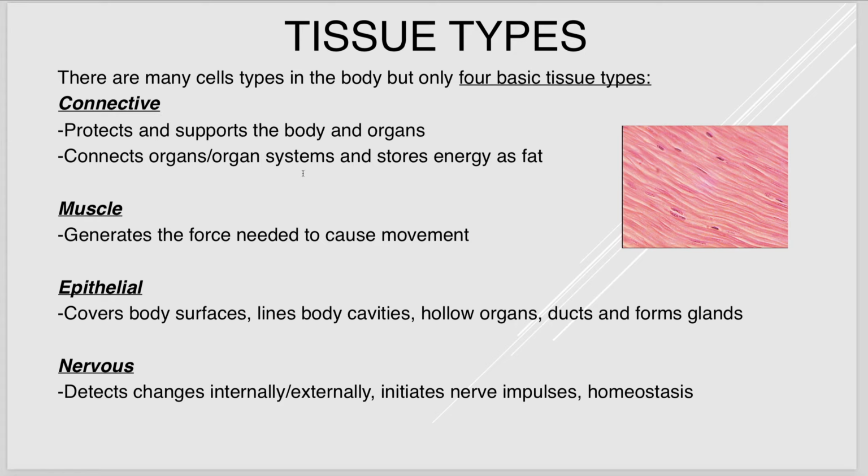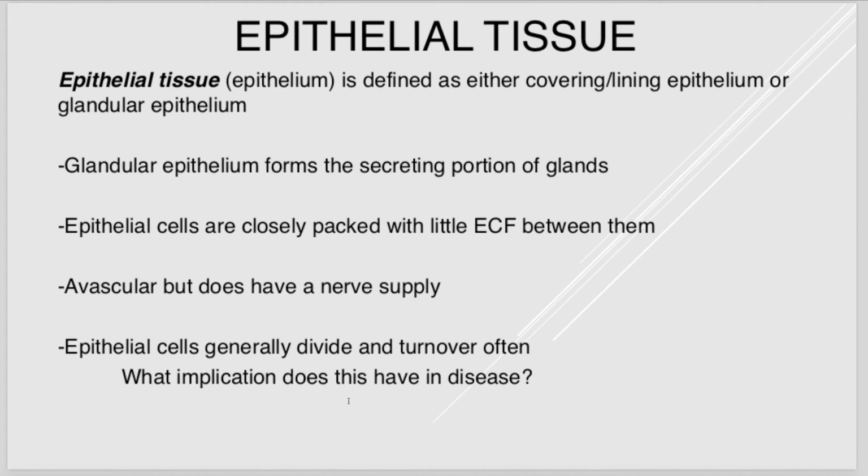Muscle, its main job is to generate force, which is needed for movement. Not only movement of our body, but also movement of organs within our body, like the GI tract and the heart. Epithelial tissue covers and lines portions of the body, as well as forms portions of glands and the ducts of those glands. And the nervous tissue is going to detect changes and initiate nerve impulses. So we're going to talk about each one.